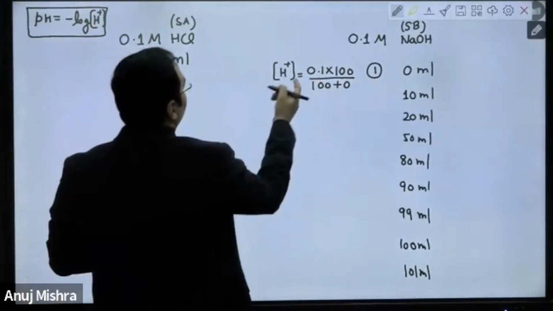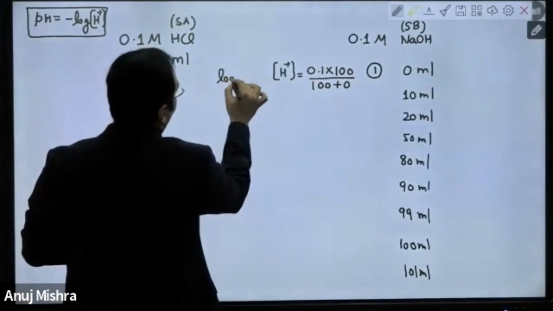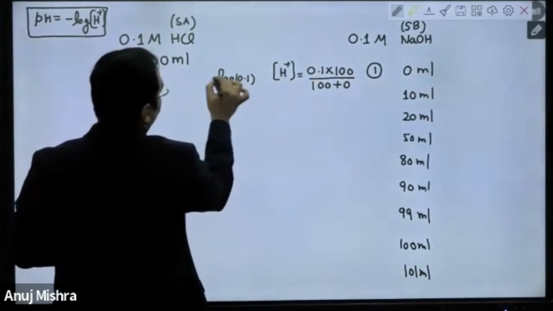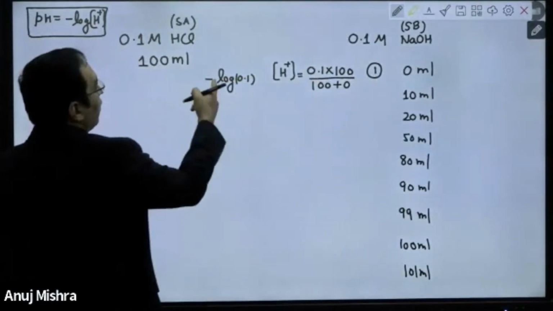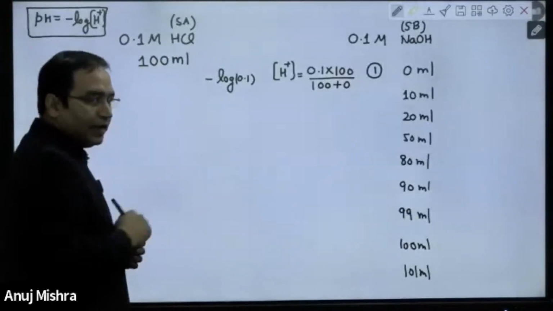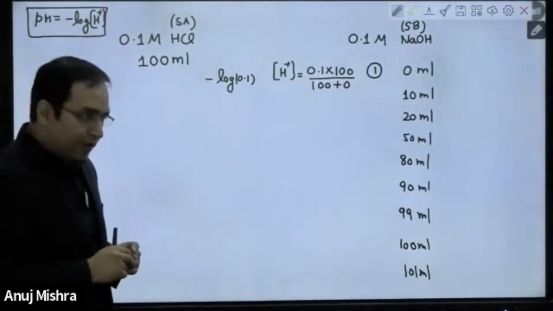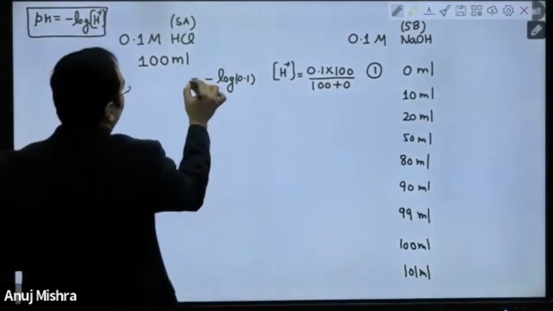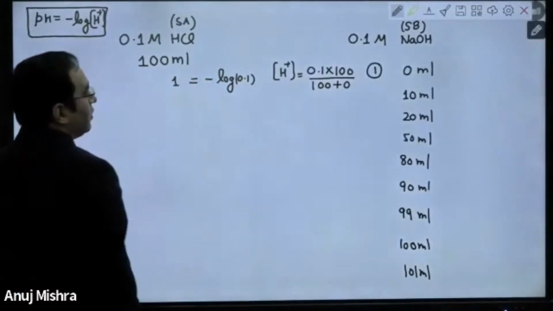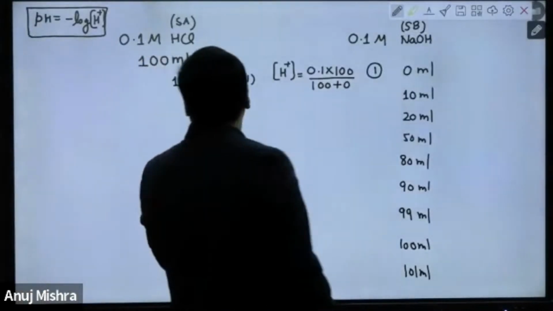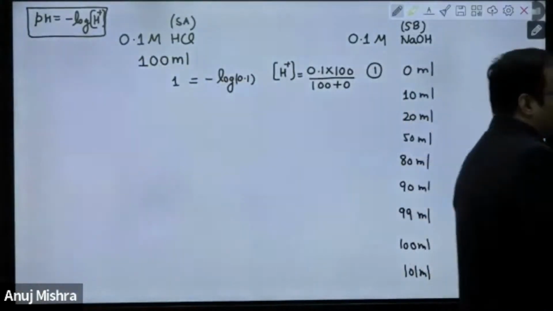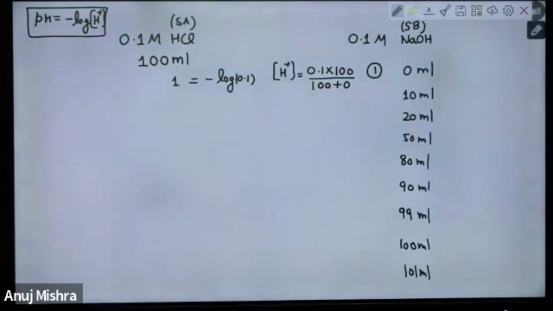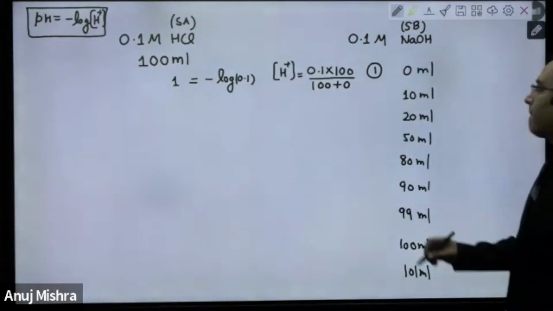If H plus is 0.1, mathematically what is minus log of 0.1? Log of 0.1 is log of 1 by 10. Log 1 minus log 10 is minus 1. तो ये वैल्यू कितनी हो जाएगी आपकी? 1. लिख लीजिए 1. So when you have 0 ml NaOH, the pH value starts at 1. कर लेंगे? इसमें कोई problem? Any issues in this? Next 10 ml पे क्या होगा?